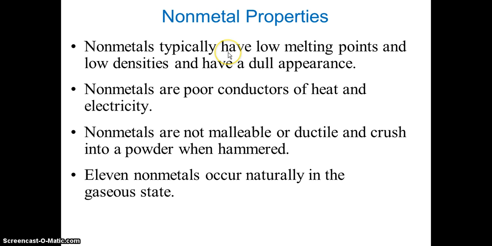Now let's talk about nonmetallic properties. Nonmetals typically have low melting points, low density, and a dull appearance. Nonmetals are poor conductors of heat and electricity. Nonmetals are not malleable or ductile. When we hammer them, you can crush them into a powder. So basically, nonmetals are brittle. Eleven nonmetals occur naturally in a gaseous state.